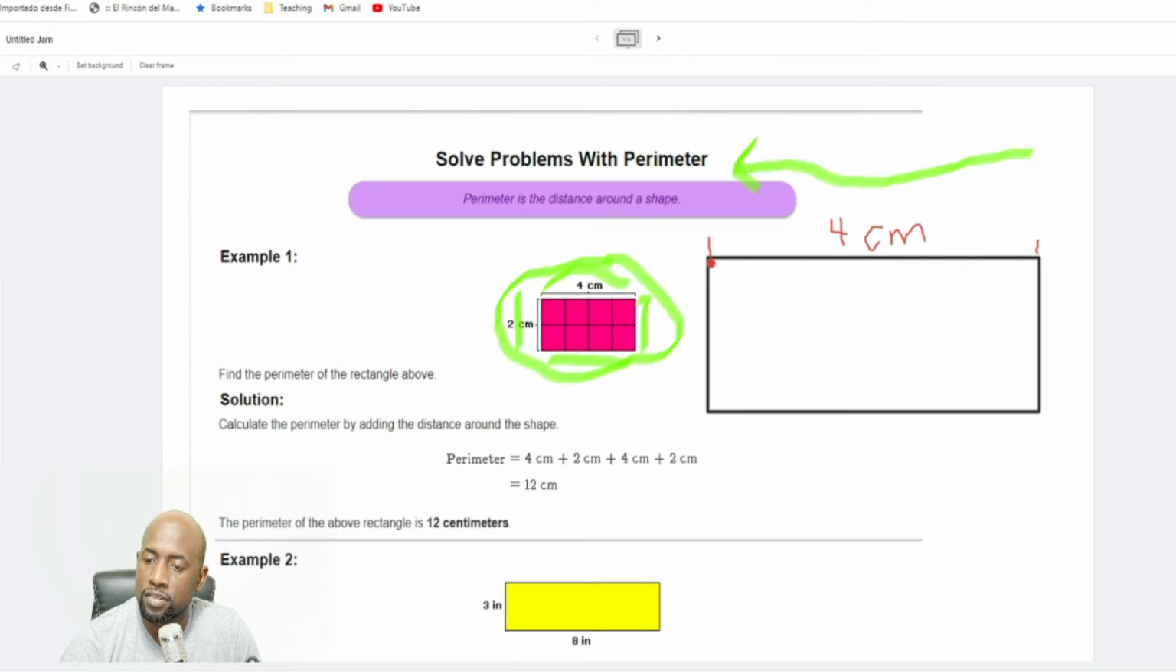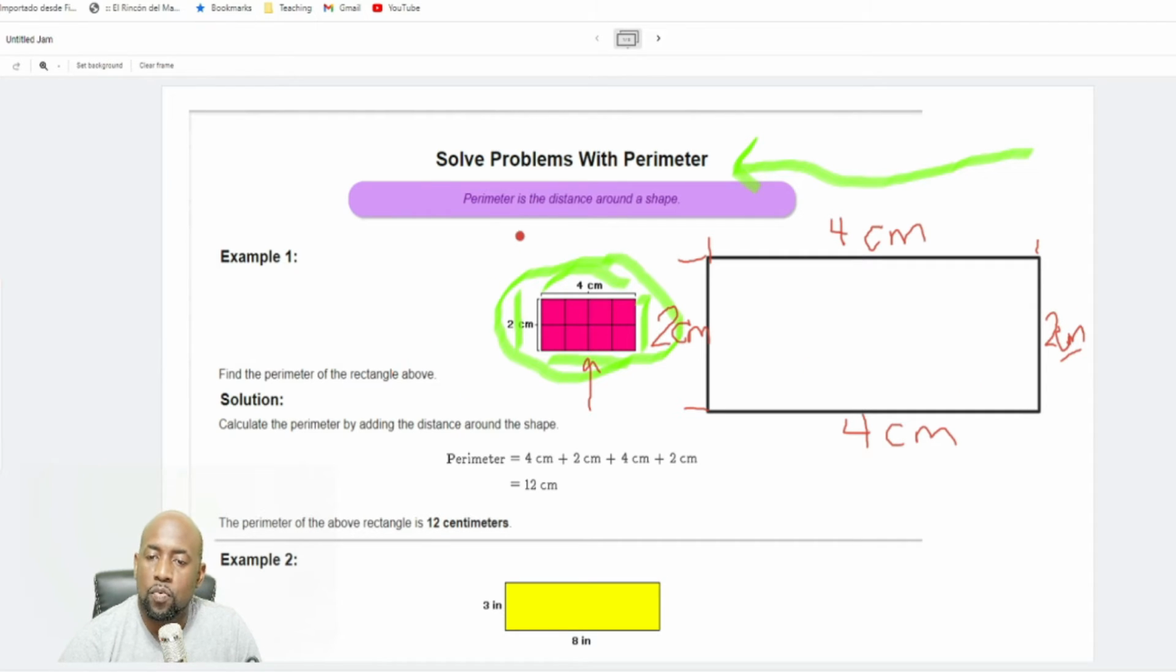Since the distance from this point to this one is 4 centimeters, and this rectangle has both sides the same, this will also be 4 centimeters, even though it's not shown here. It's also telling us the distance from this point to here, or the width, is 2 centimeters. So if it's 2 centimeters on this side, it's going to be the same on this side.